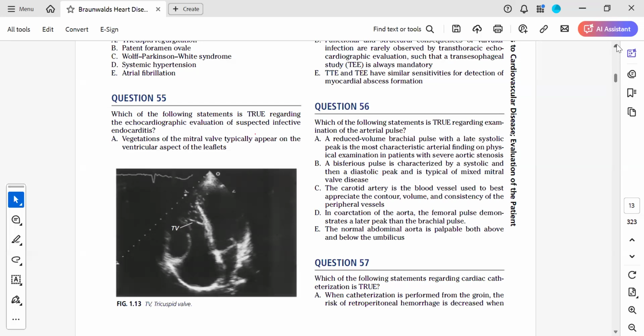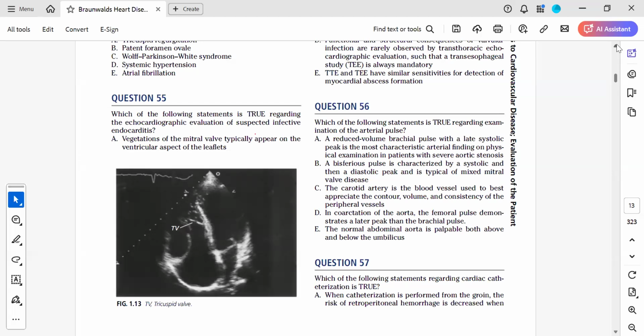So now we'll go back to the question. Which of the following statements is true regarding examination of the arterial pulse? A. A reduced volume brachial pulse with a late systolic peak is the most characteristic finding on physical examination in patients with severe aortic stenosis. This is wrong. This is not true.